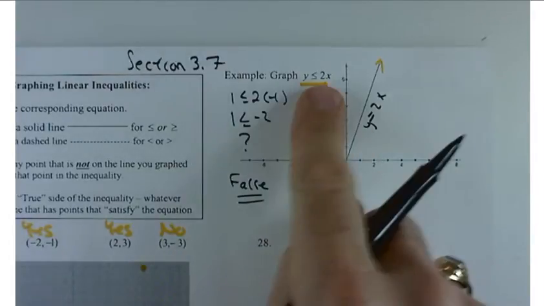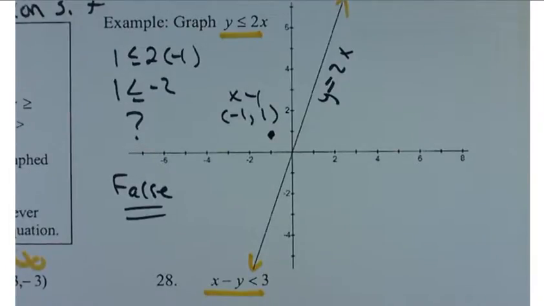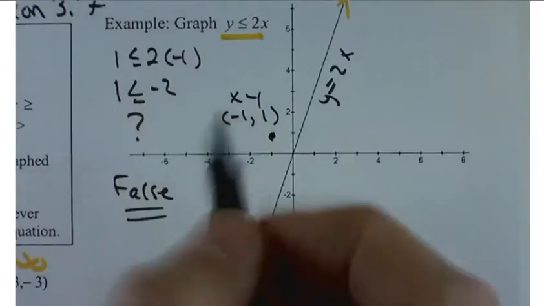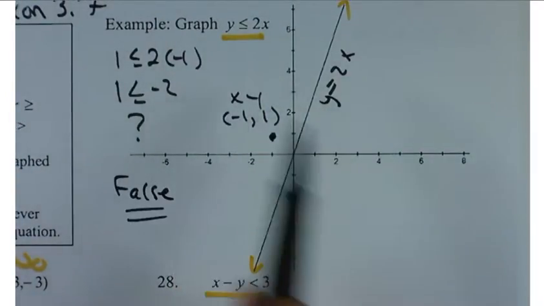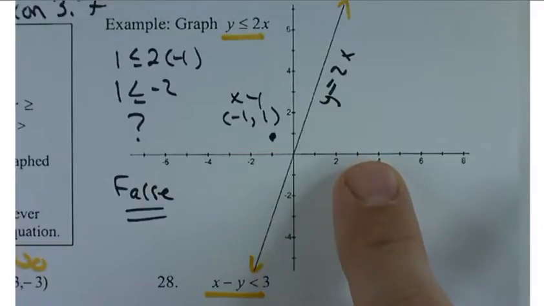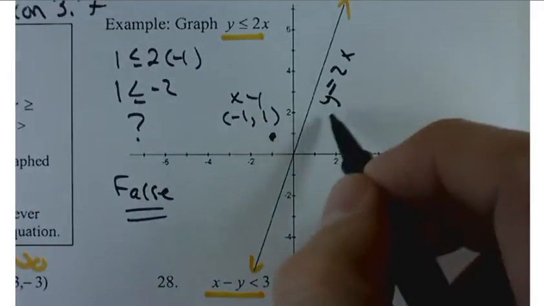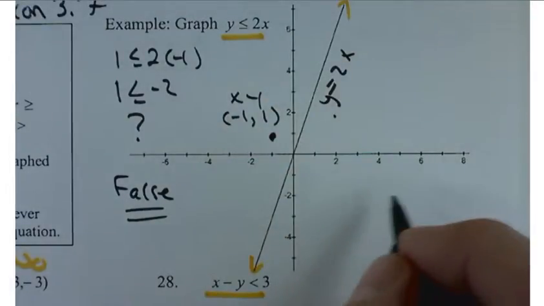Now, in graphing these inequalities, I want the side of the line that makes the inequality true. So we tested this point, and it didn't satisfy my inequality. So the other side probably should satisfy the inequality. Let's just pick an easy point over here and see that it does. 2, 2. If I put in 2 and 2, let's do that down here.